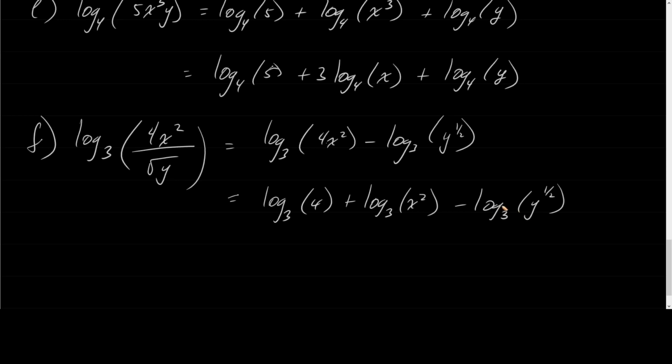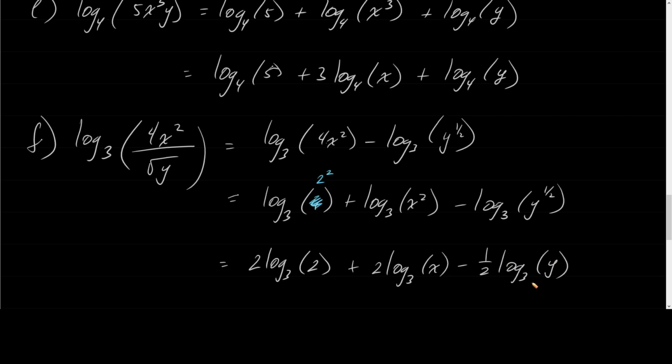All right. And from there, I'm going to say, well, 4 is 2 squared, right? So I'm thinking of this as 2 squared. So I can rewrite this now as 2 log base 3 of 2 plus 2 log base 3 of x minus 1/2 log base 3 of y. And that would be as expanded as possible.